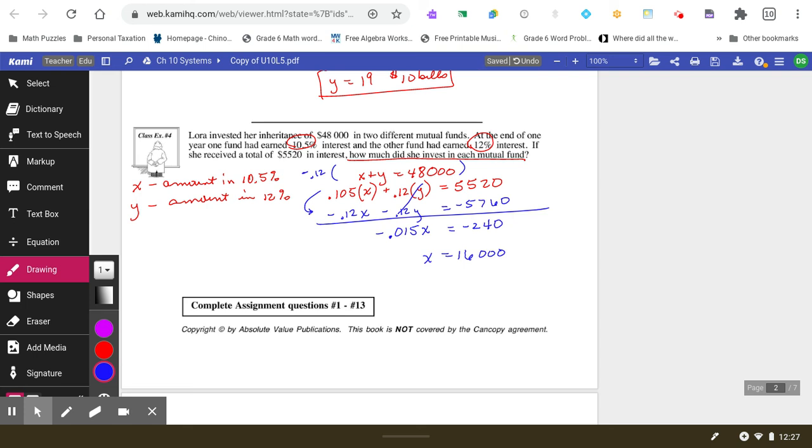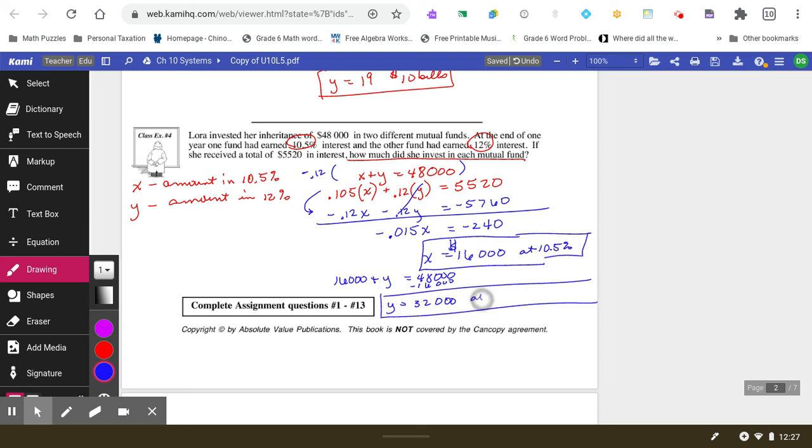Okay, that's how much she put in the first account. So then the other option would be, you can plug it back in. So I know that 16,000 plus y was equal to 48,000. So when you subtract 48 minus 16, you get y to be 32,000. So that's the amount she put in the first at 10.5% interest. And this is the amount of money that she invested in the 12% interest account. Okay. Done deal.